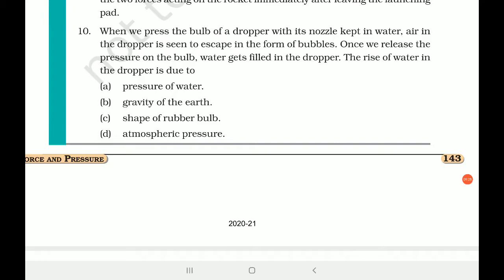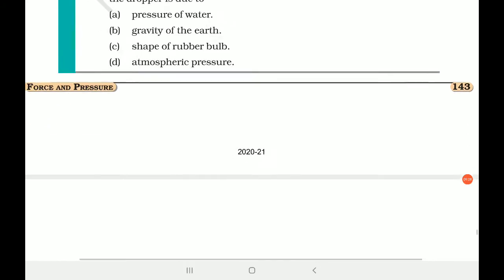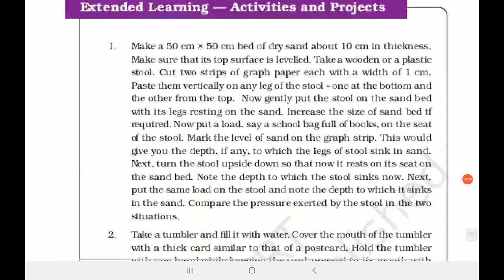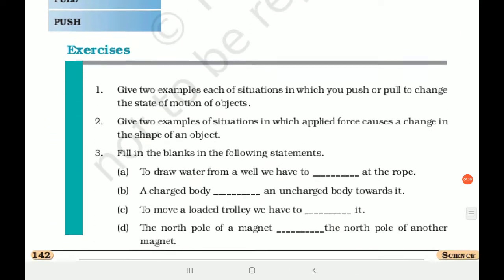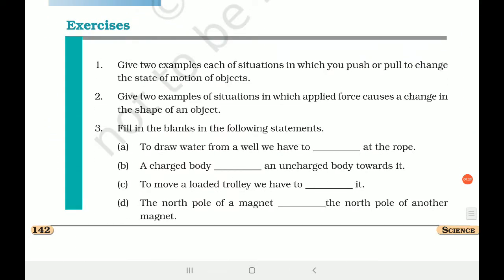I just hope it is clear to everyone. And look how simple it was. It's very simple, very easy, and direct questions we have. So I don't think revision of these topics is required.